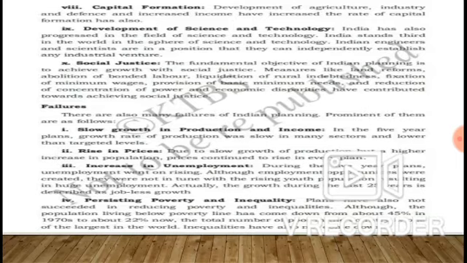Slow growth in production and income. The first failure. Yes, in the 5-year plans, the growth rate of production was very slow in many sectors, not only one sector, and lower than the targeted level. There was one particular target, and we failed to reach that target. That only became a slow growth in production and income.